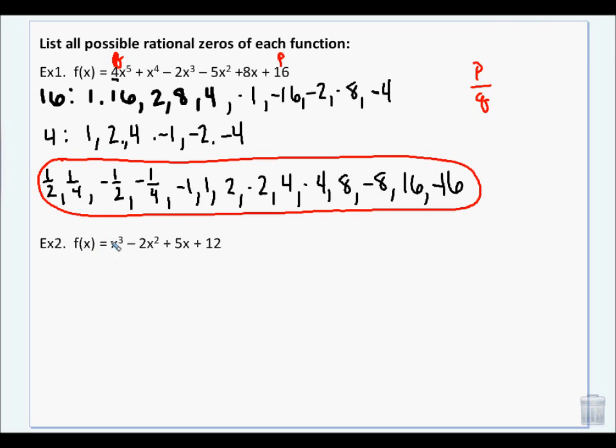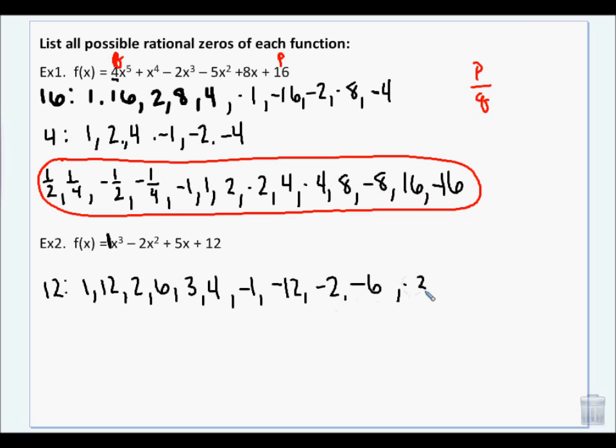Here we have a 1, right, an invisible 1. So all we really need to worry about is the factors of 12. So the factors of 12 are 1, 12, 2, 6, 3 and 4, and then -1, -12, -2, -6, -3, and -4. And because my leading coefficient is a 1, I don't have to divide anything. So these are all of my possible rational zeros.